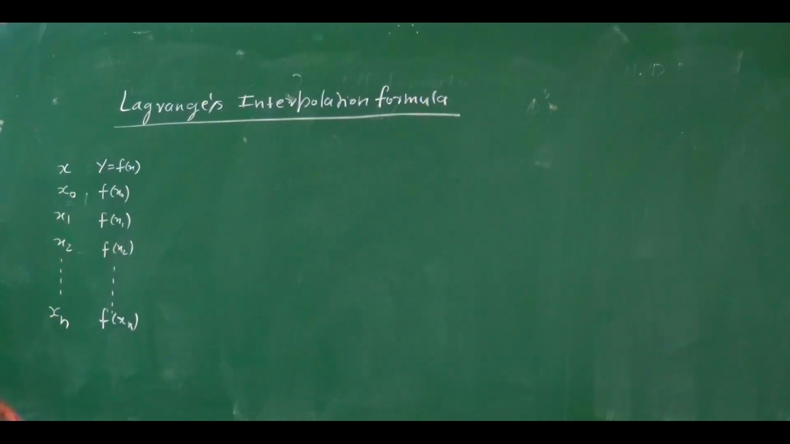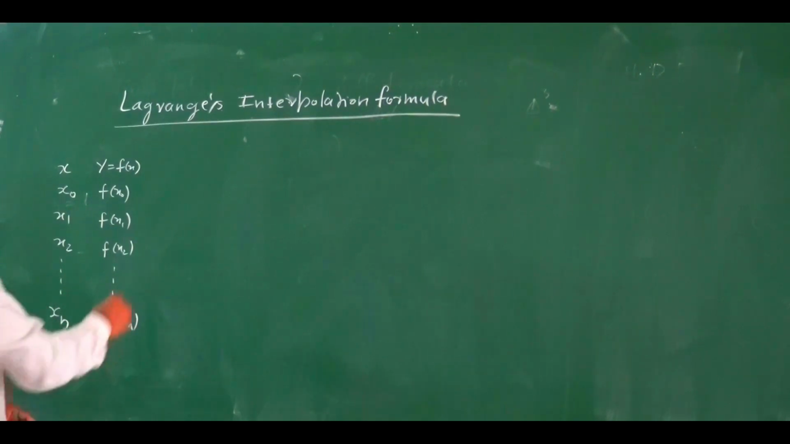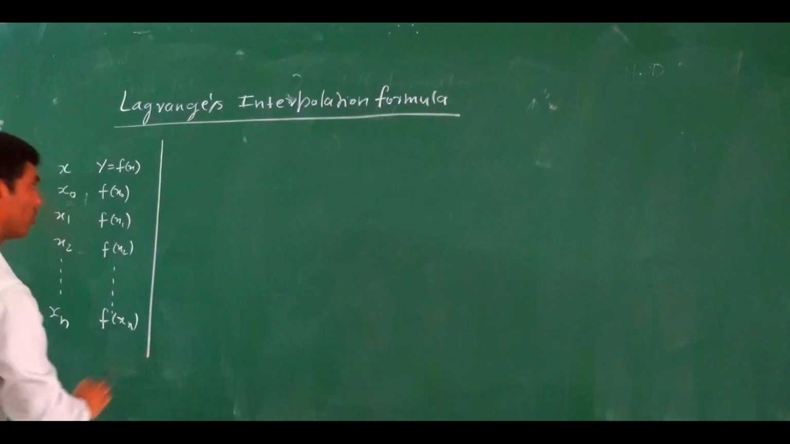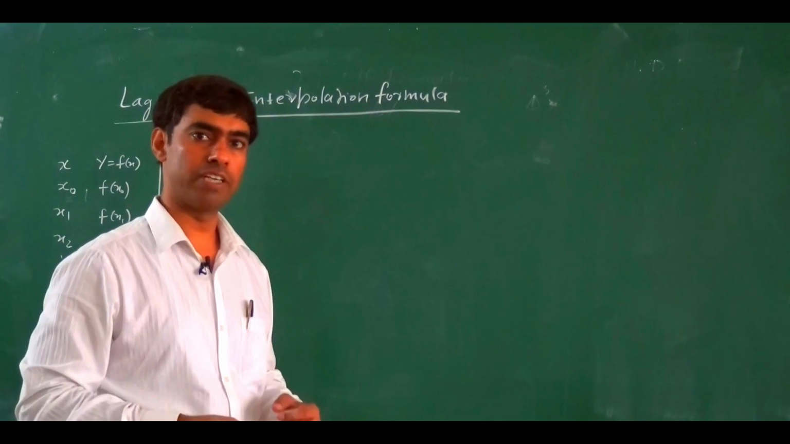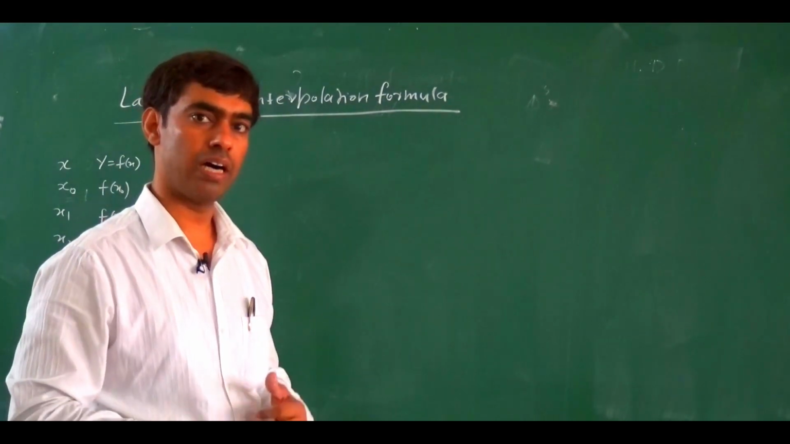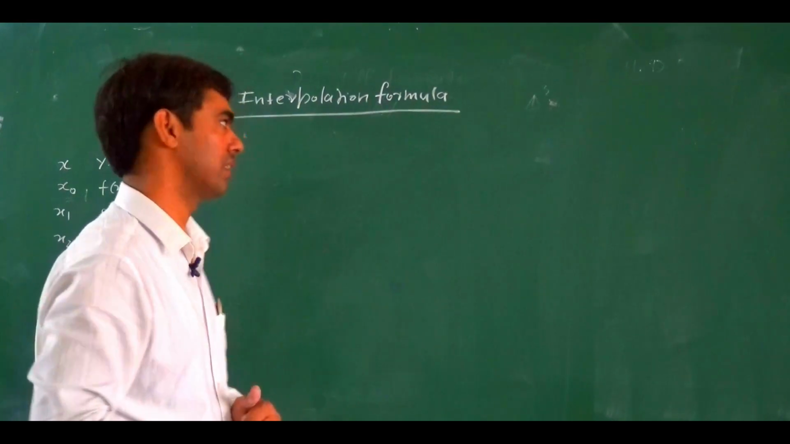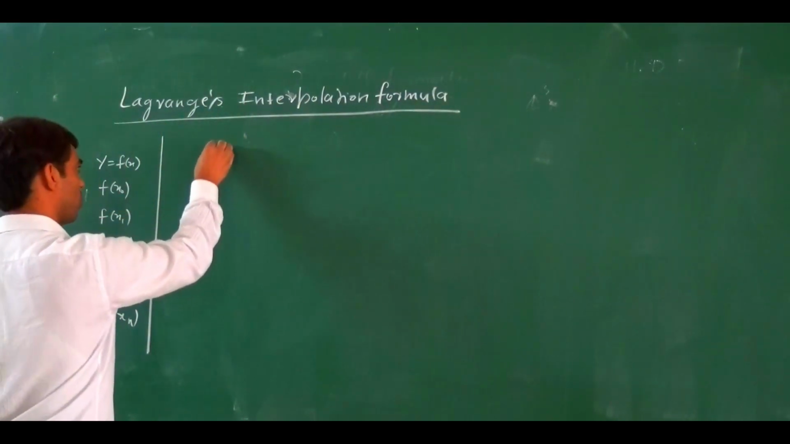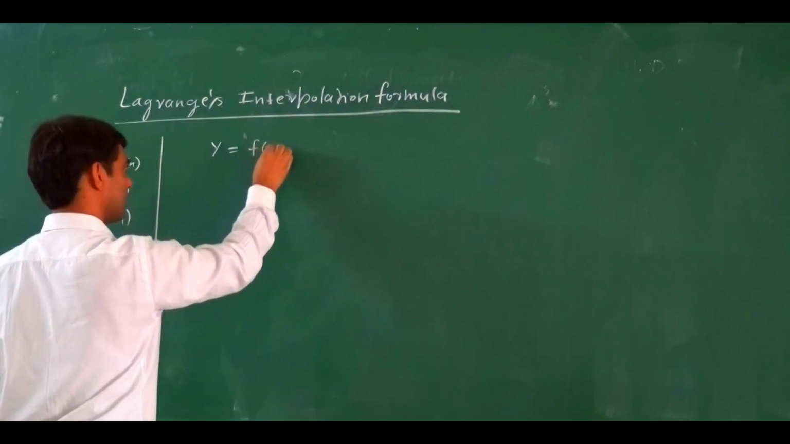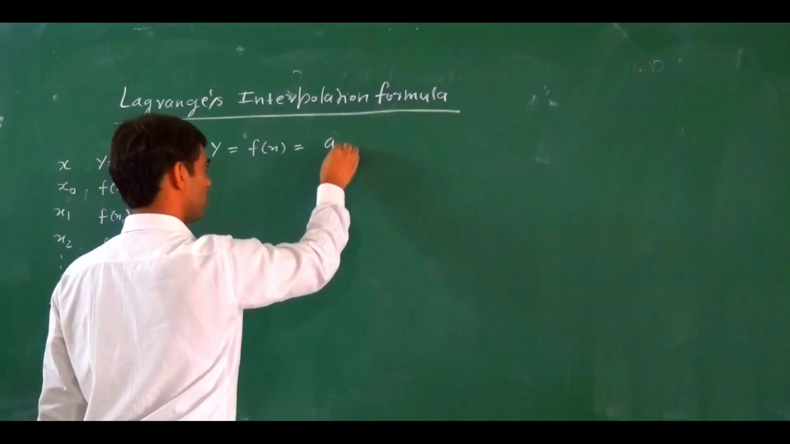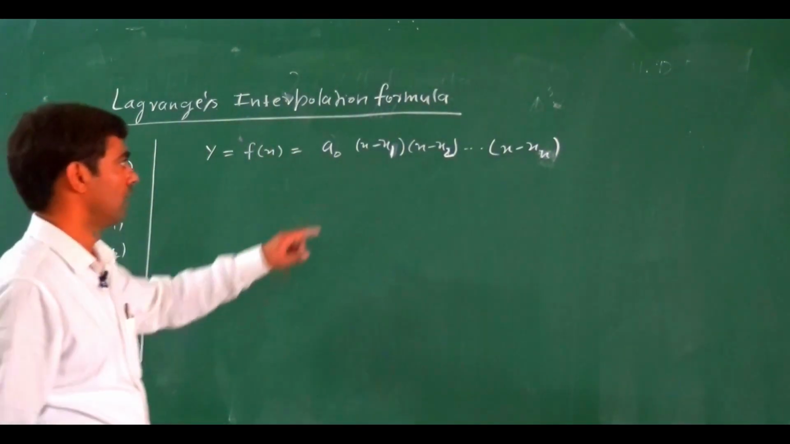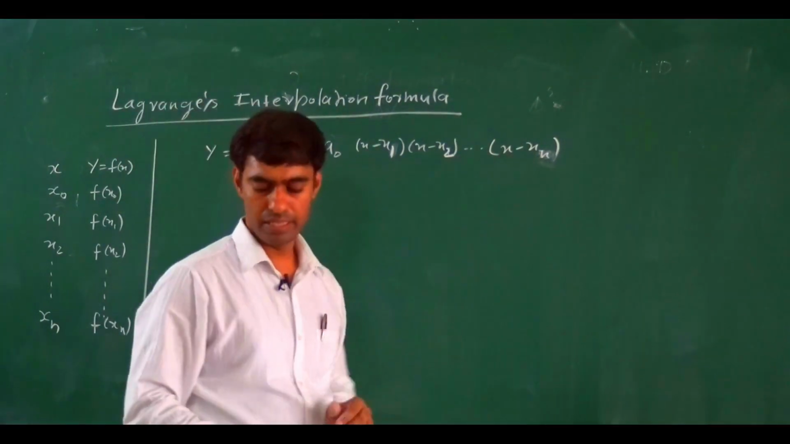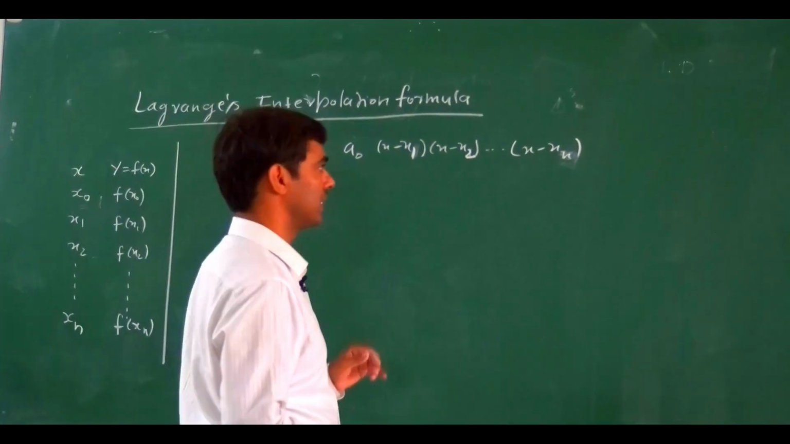So this is a tabular value, meaning for n plus 1 arguments we have n plus 1 corresponding function values. As in our interpolating formula, we assume a polynomial of degree n if we have n plus 1 arguments and corresponding values of the function. So here we assume that y equals f of x equals what? a0. Our aim is to write a polynomial of degree n. How many terms does this have? There are n terms. So this is a polynomial of degree n.